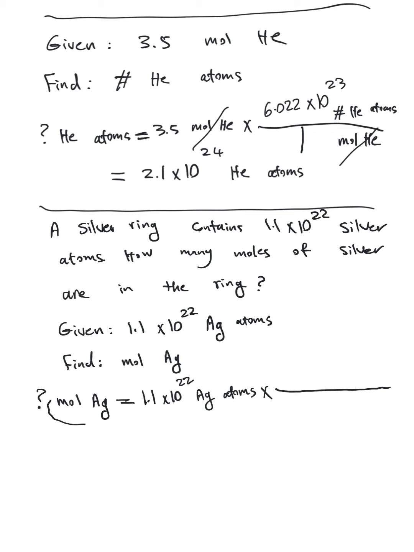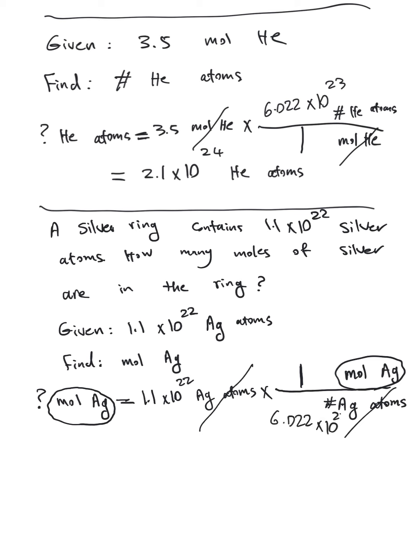I want to find the mole, so I should have mole in the numerator so that I can find the mole. And then in the denominator, I will have the number of Ag atoms so that this one cancels with this one. And then I have moles of silver at the end, right? And I told you 1 mole of anything, and it's the same thing with silver, is 6.022 multiplied by 10 to the power of 23.